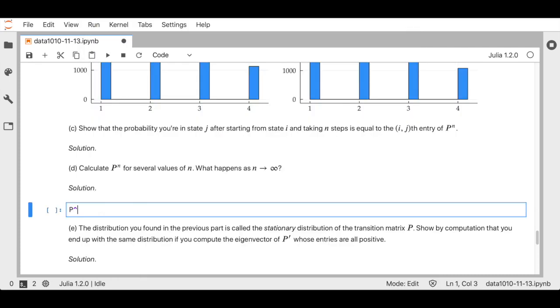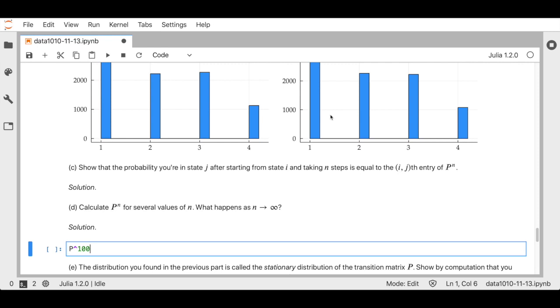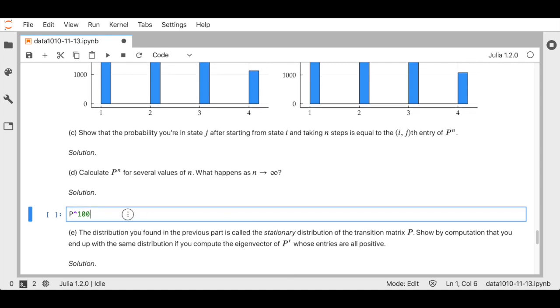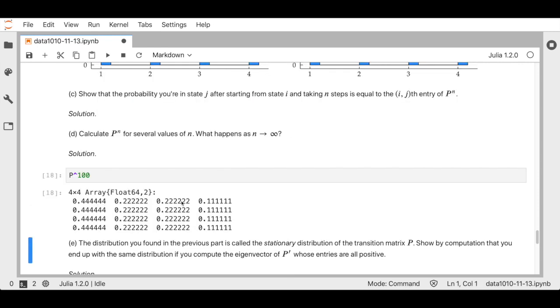So with that in mind, we can calculate a value like P to the 100, and what we would expect to see based on these histograms is that the rows will be the same. And that checks out. So technically they're not exactly the same, but within machine precision they're the same as 4 ninths, 2 ninths, 2 ninths, and 1 ninth.